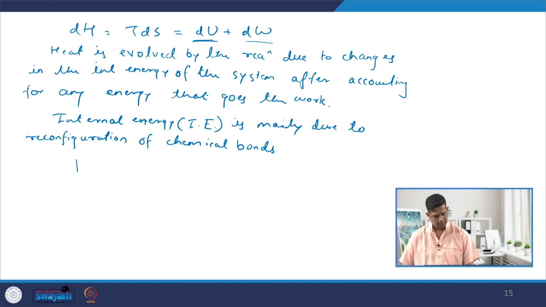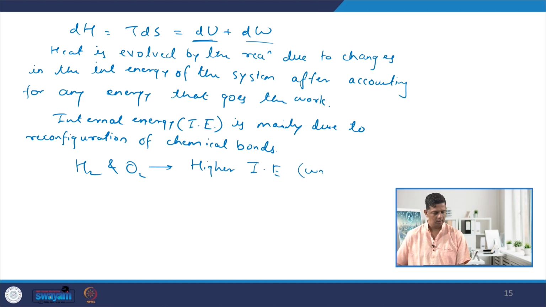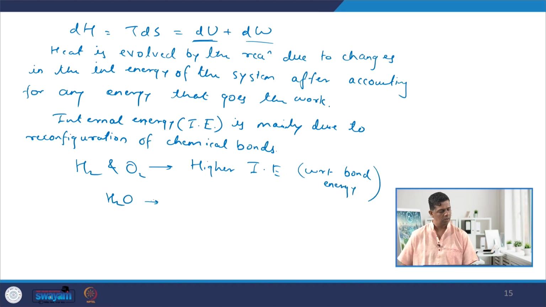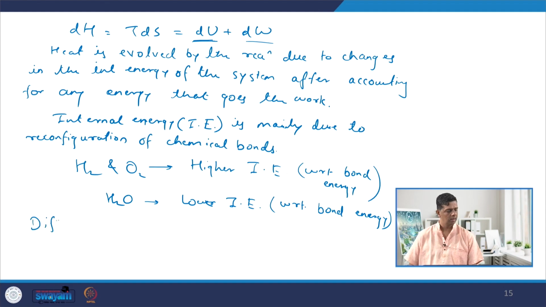So if I write H2 and O2, they have higher internal energy, or I would say with respect to bond energy, their internal energy is more, and this H2O has lower internal energy. Again, I am writing with respect to bond energy.